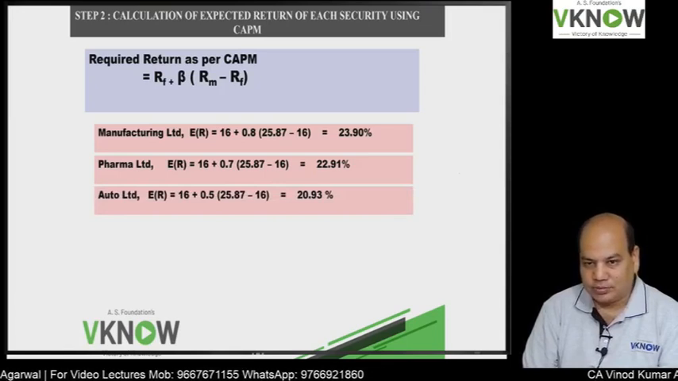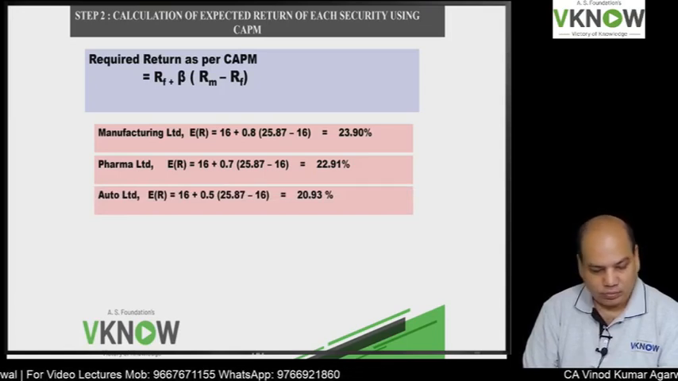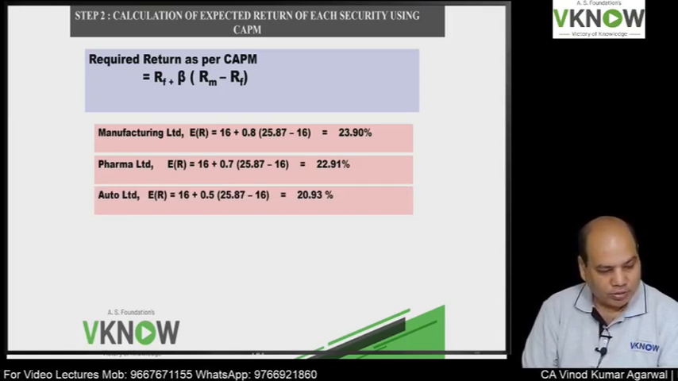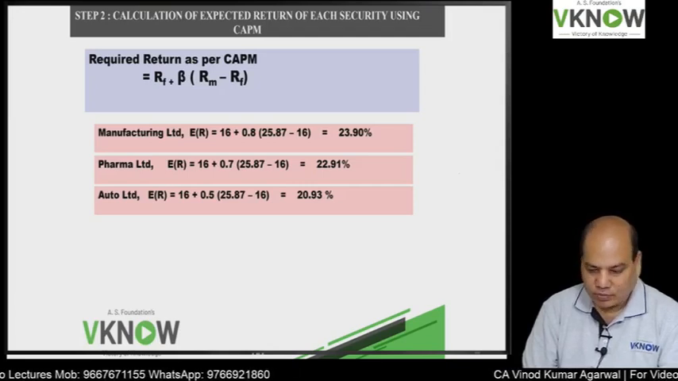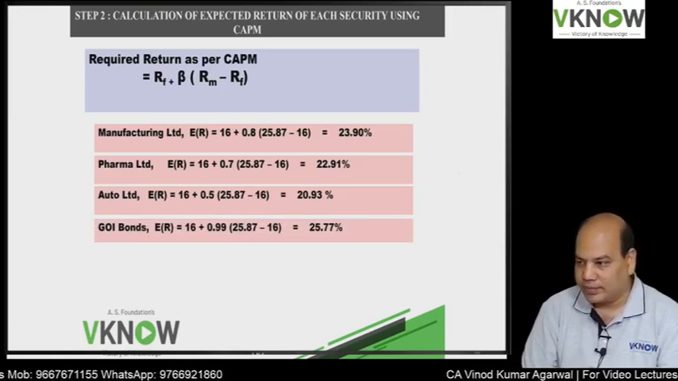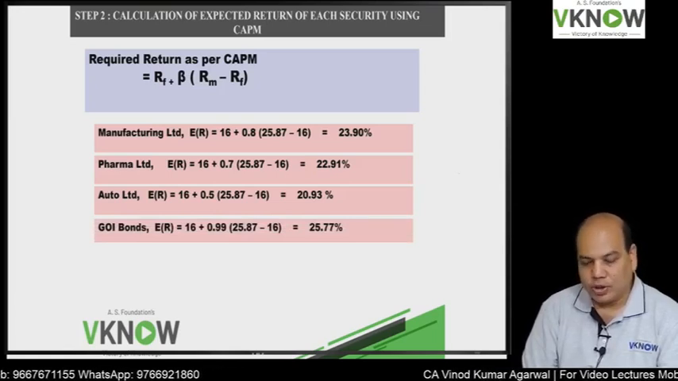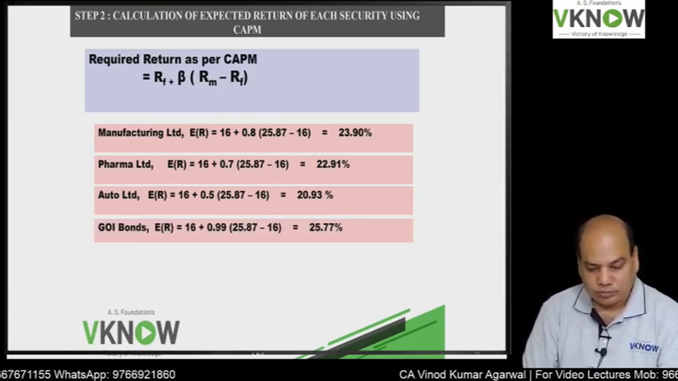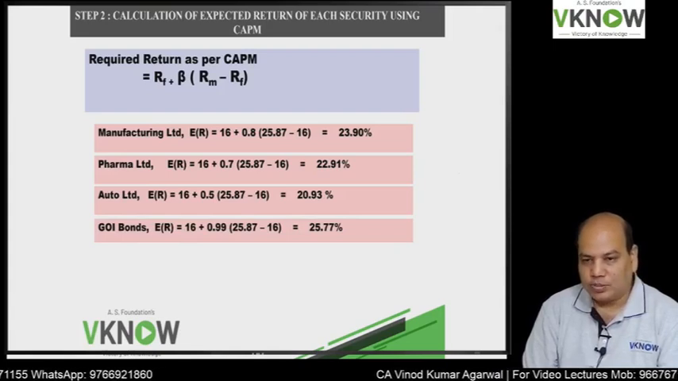Auto Limited, 20.94%. Okay, approximately. Government of India bond, 25.77%.